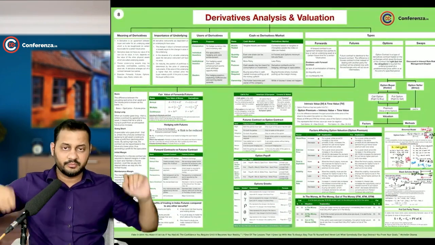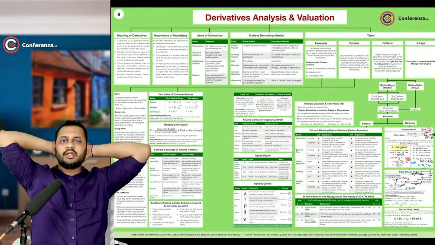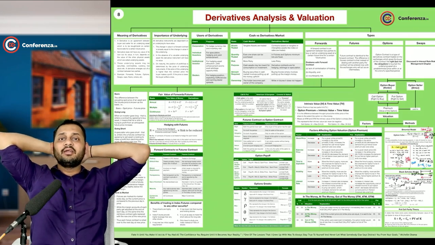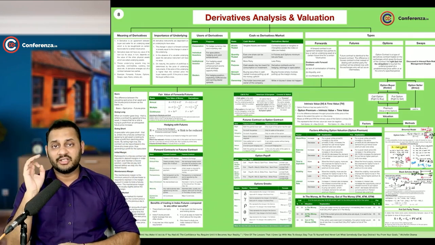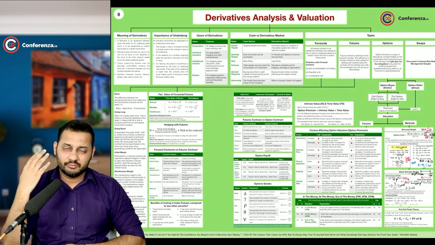Most of the part, like 90-95% of the derivatives analysis, has been discussed by us. If you want to cover the entire thing, please go and read the theory of the derivatives from volume 3. It is not covered in the fast track batch. That's why I'm not covering it.